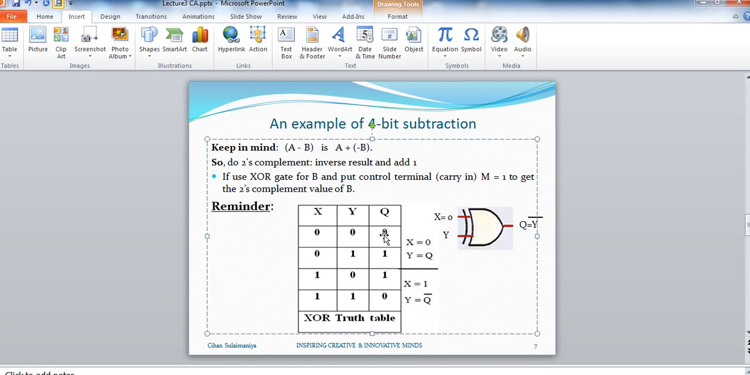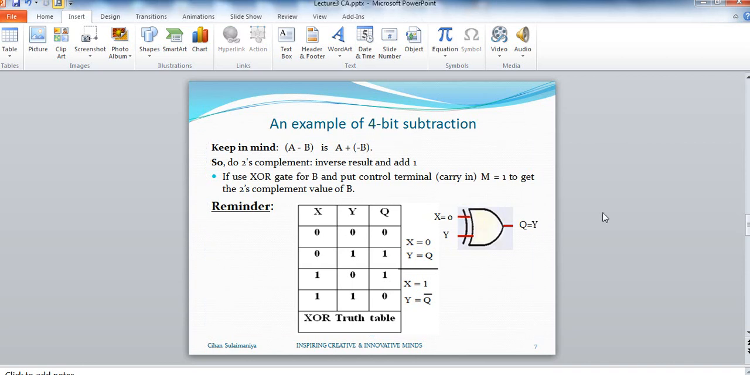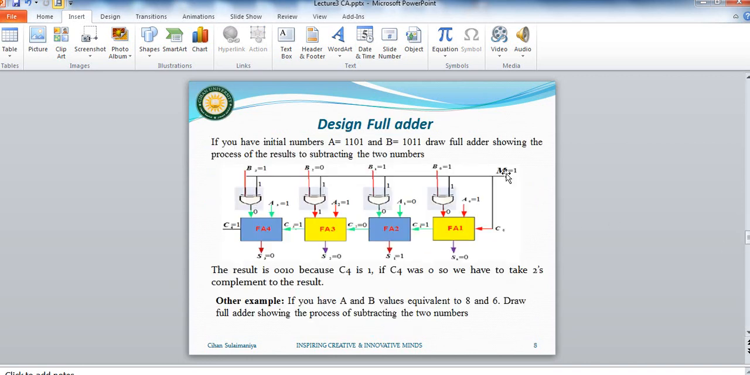Same. So if you fix x on 0, the result of Q here will be the same as y. If this is 0, it will be 0. If this is 1, this is 1. So if you fix x on 0, the output is Q equal to y. See here? Q equal to y. That's the result.